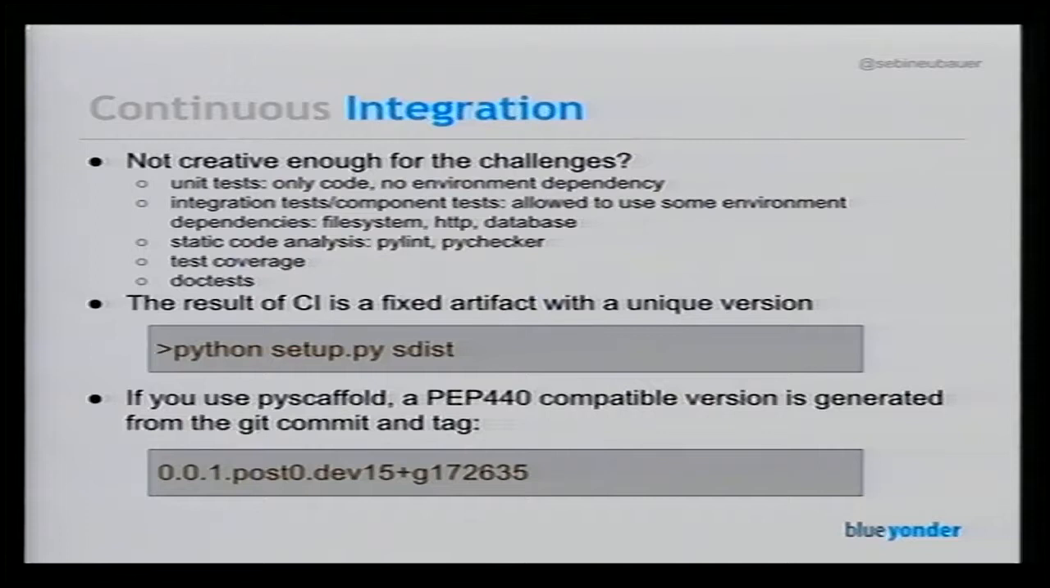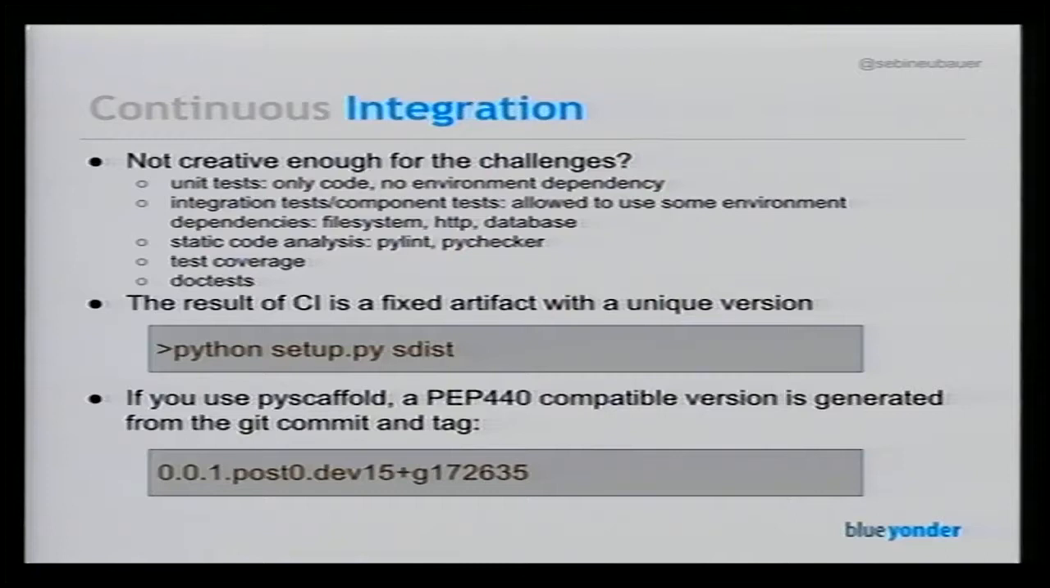Then, of course, something like static code analysis might make sense, PyLint, PyChecker, things like this. I think it's a good idea to measure the coverage so that you detect if there is a huge new 20,000 lines of code with 0 tests, then one might ask what's happening. Doc tests are a real good thing, so that you test that your documentation is up to date with the latest commit.